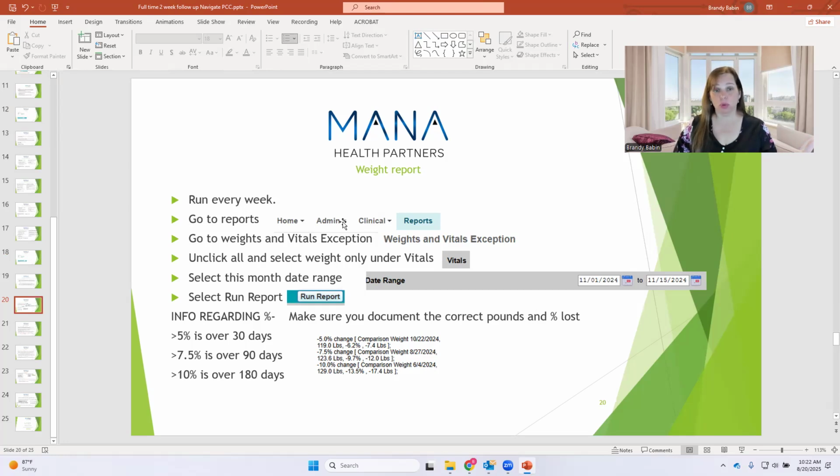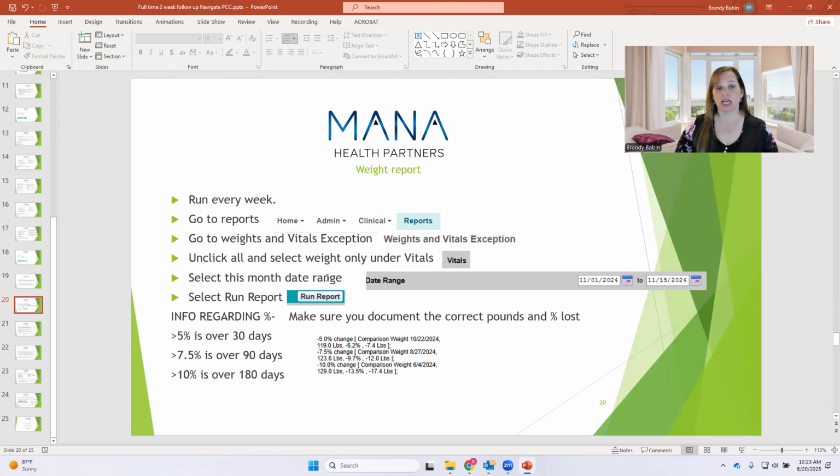We're going to go to reports. Remember, we used clinical for almost all of our stuff thus far. So right beside clinical is your reports. We're going to go to the weight and vital exception report. And there's actually one called that. And so this is what it looks like: weights and vitals exception. You're going to, once you get in there, unclick all of them. There's a list of vital signs. So you've got blood pressure, you've got pulse, you've got respirations. The very top one is weight. You're going to unclick them all and just select the weight.